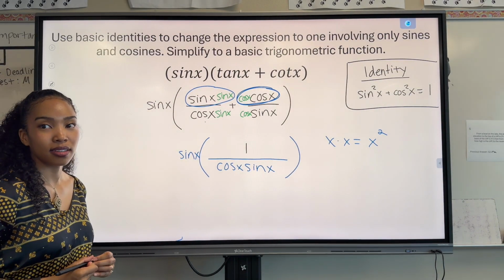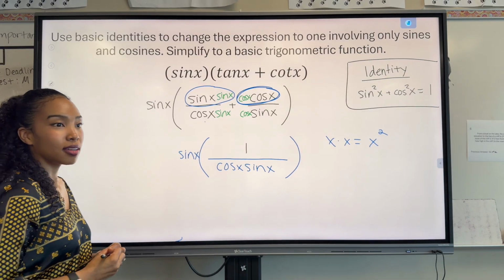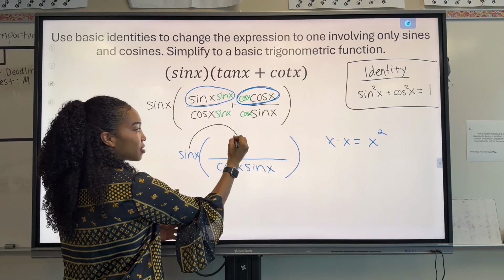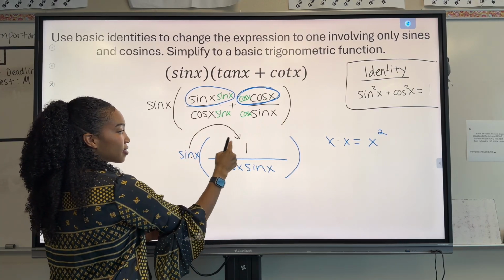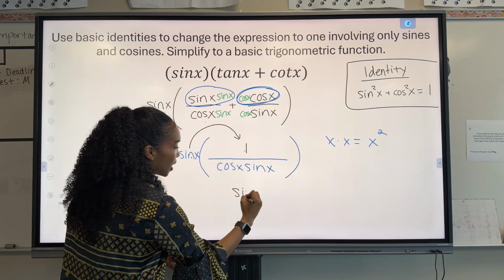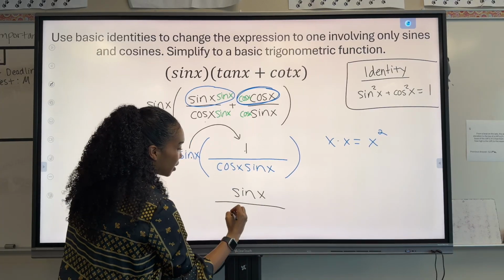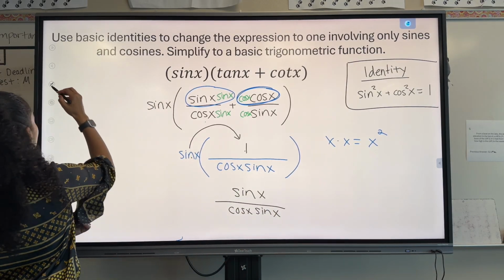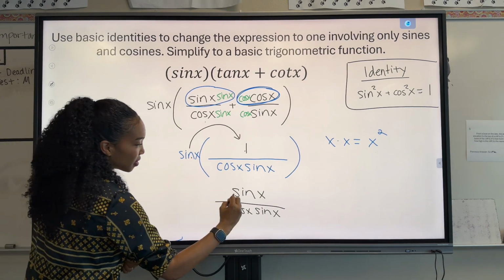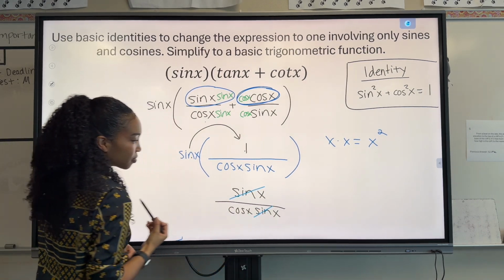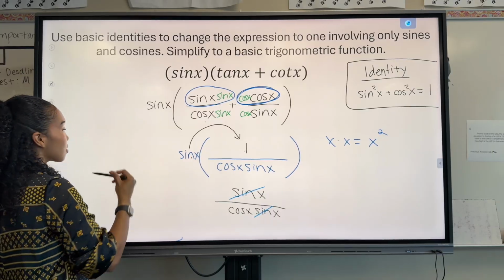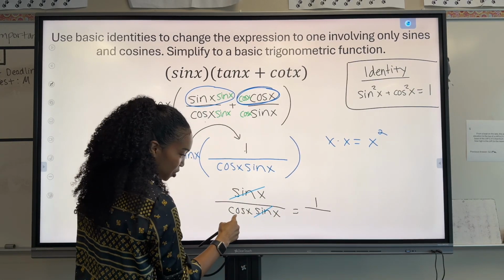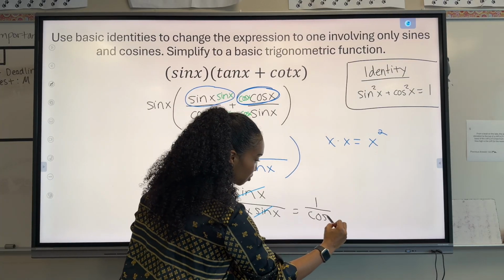All right. Now, I'm going to distribute this sine into my parentheses. Sine x times 1 is just sine x. And your denominator is still cosine x and sine x. You guys see what cancels? The sines. You're left with 1 over, this cosine is in the denominator, 1 over cosine.